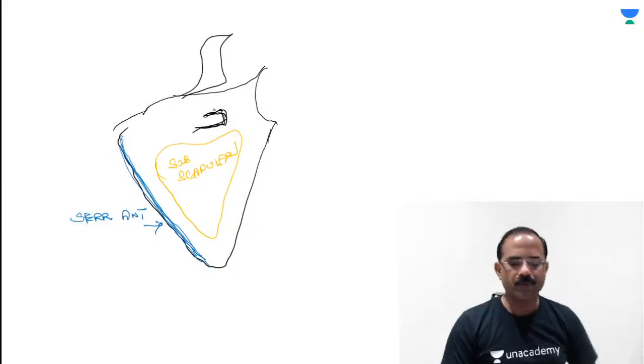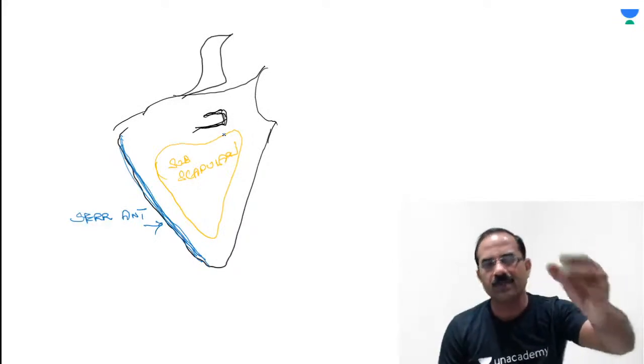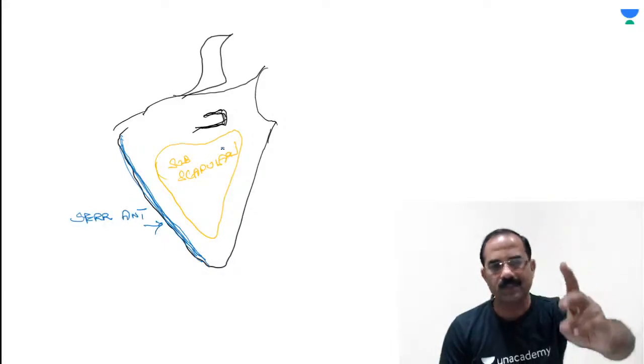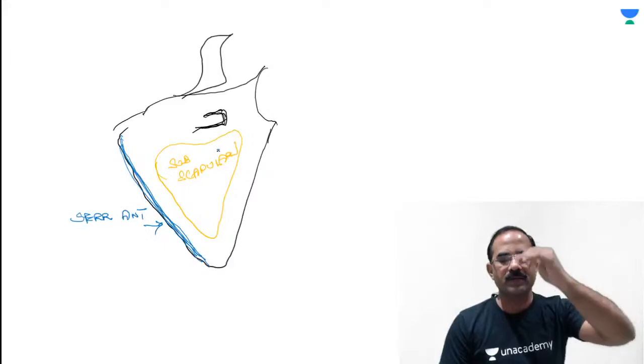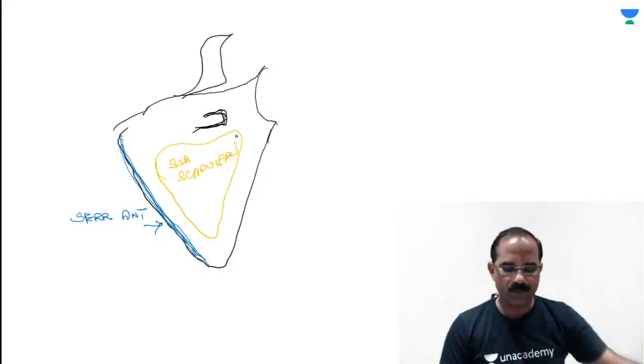The coracoid process, you know it. What is attached to the coracoid process? The coracobrachialis, the short head of the biceps brachii, and the pectoralis minor. This you know: the coracobrachialis, the short head of biceps brachii, and the pectoralis minor.